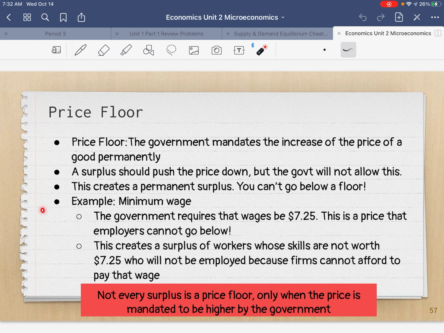Here's an example. Minimum wage. We all know about minimum wage. Y'all probably work minimum wage jobs. Unfortunately, they don't pay teenagers very well.